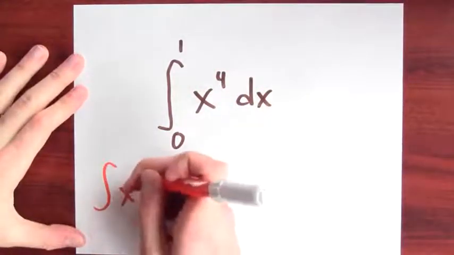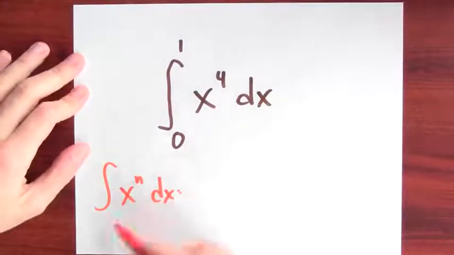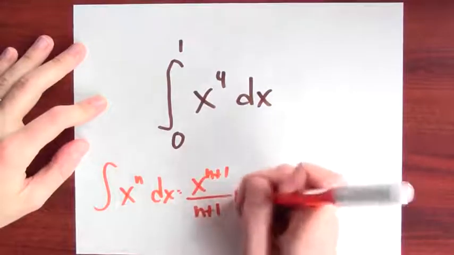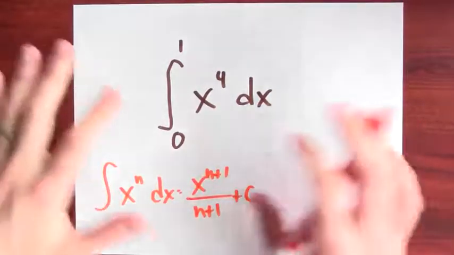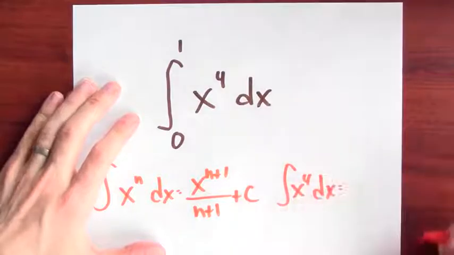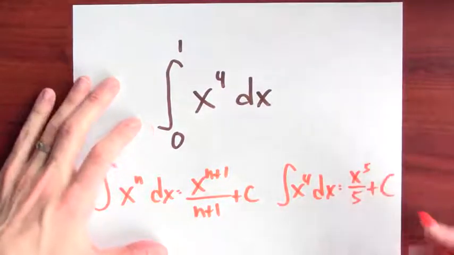Well, what's an antiderivative just for x to the n, as long as n isn't minus 1? An antiderivative for this is x to the n plus 1 over n plus 1 plus c. So for this specific problem, what's an antiderivative for x to the 4th? Well, it'll be x to the 5th over 5 plus some constant c. And it doesn't matter which antiderivative I pick.